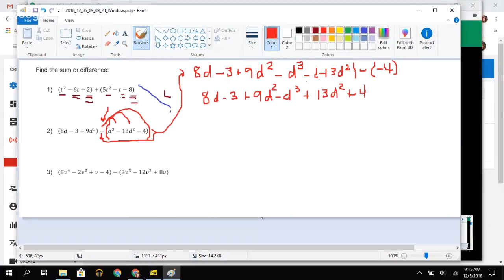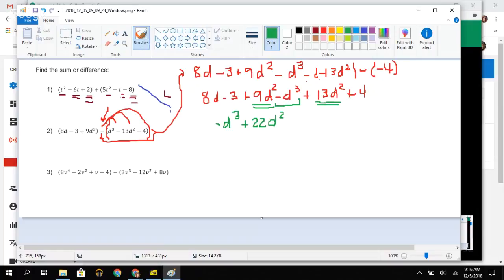Usually what you do is you start with the highest order term, the one with the biggest exponent. My highest order term is a negative d cubed. There's no other d cubed, so there's nothing to combine it with. Then I have a 9d squared and a 13d squared, so I add those two together. 9 plus 13 is 22, right? 22d squared.